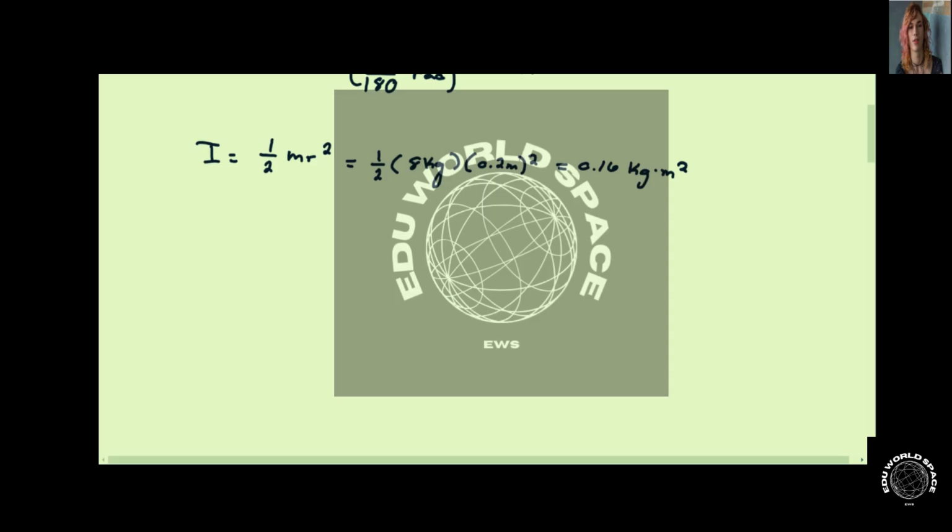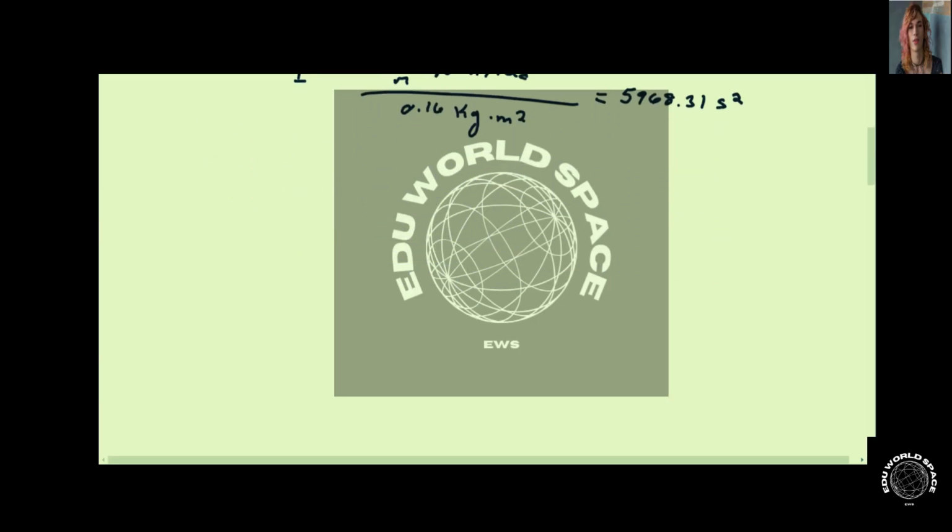And then we have to do the frequency of vibration, which equals K over I, which is going to be 3,000 over pi Newton meters per radian over what we just found, 0.16 kilogram meters squared. And here we get 5968.31 seconds to the negative squared. Okay. And now I'm going to show you what this whole thing kind of looks like on a graph, because it's kind of important to figure out what to do next.